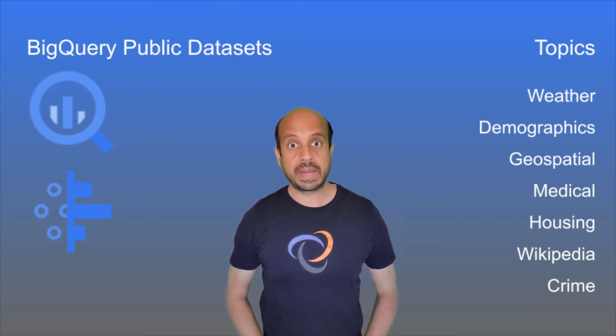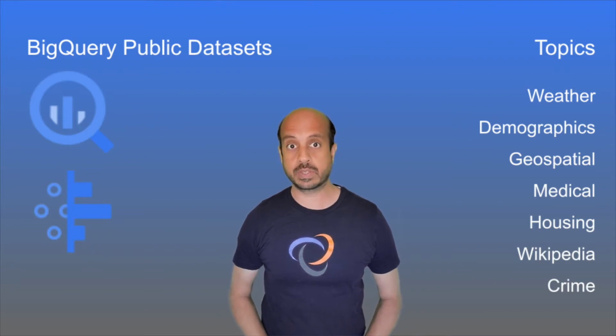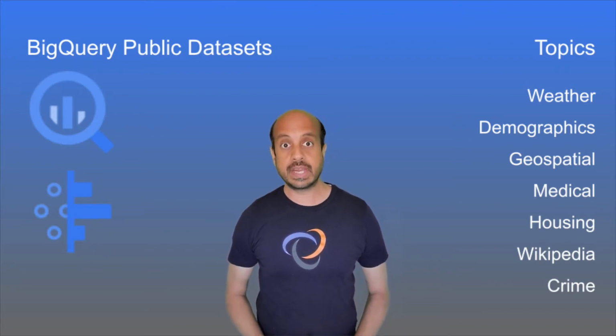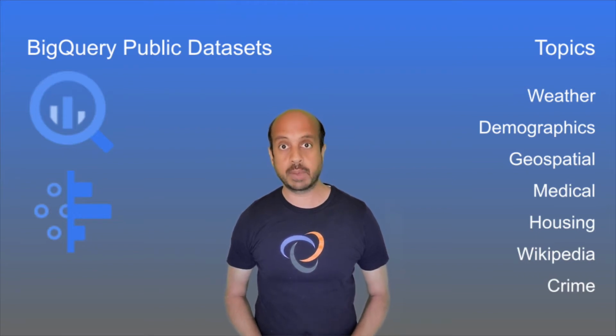The advent of big data and cloud computing means that we have enormous amounts of data at our disposal. Many of these rich data sets are available for free on the internet. Using cloud services such as Google BigQuery, you can easily access data on all kinds of topics, including things like weather, demographics, geospatial, and medical data, just to name a few.